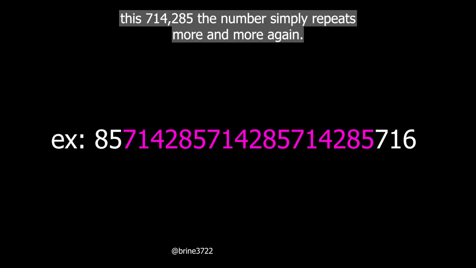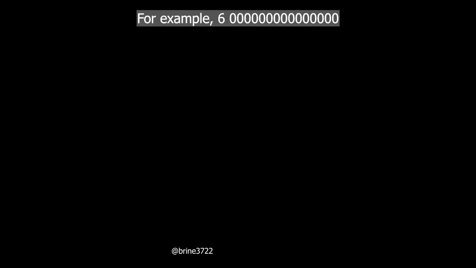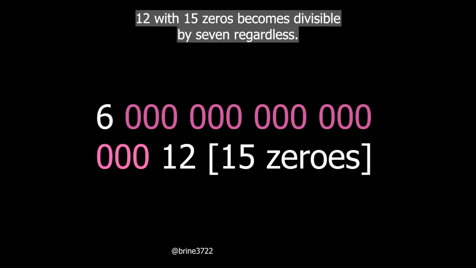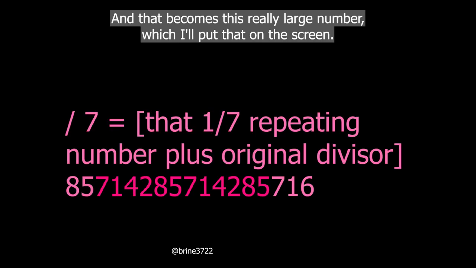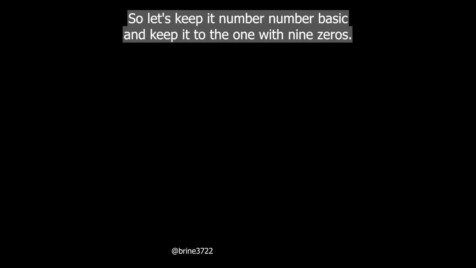If we add more zeros, this 714,285 simply repeats more and more again. So for example, 6 followed by a long string of zeros and then 12, with 15 zeros, becomes divisible by 7 regardless. And that becomes this really large number, which I'll put on the screen. But let's keep it basic, and keep to the one with 9 zeros.